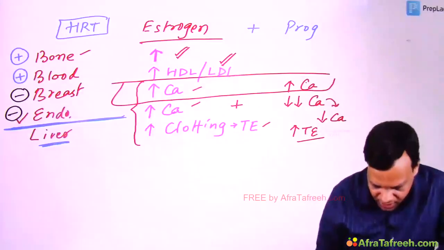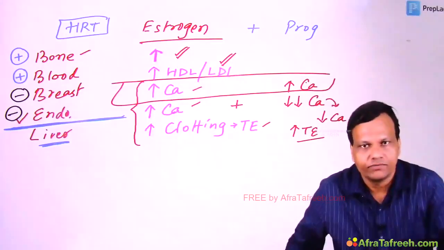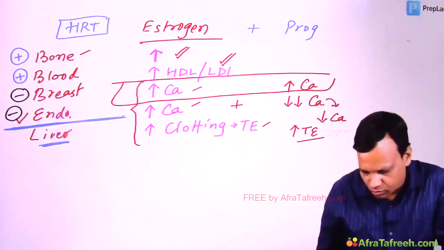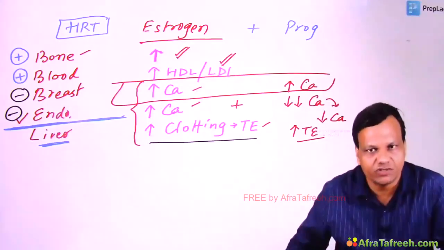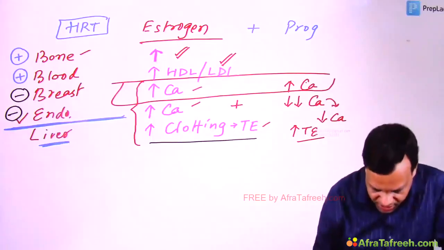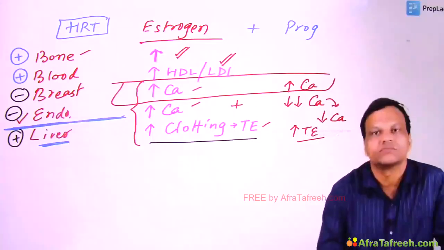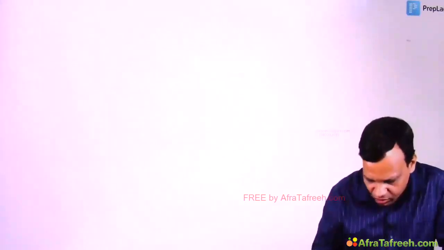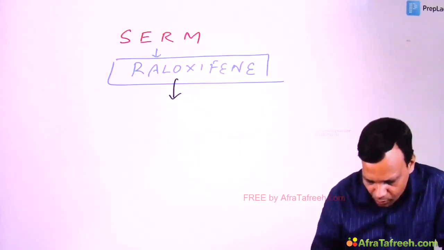But the problem is, in the liver we want an antagonist because we want to decrease clotting factor. We want to decrease the risk of thromboembolism. But the problem is it is an agonist in the liver. So the major adverse effect of raloxifene is thromboembolism.